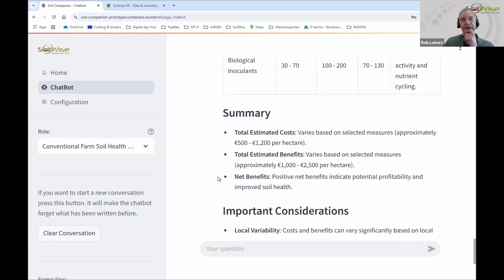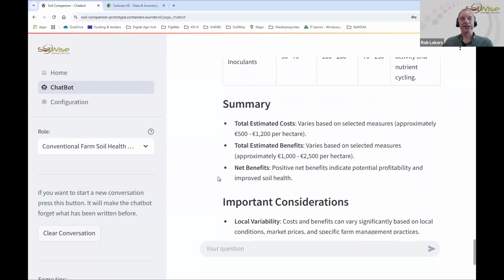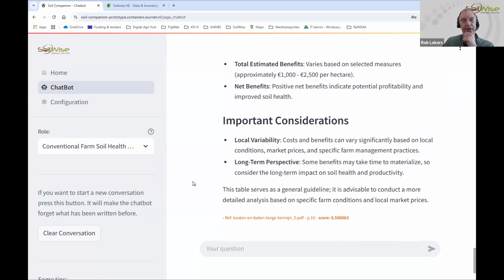And it gives you a summary about what it thinks it would cost you to take some measures and what it would provide you in financial yields. And it's always a bit careful. It says, well, consider that the local variability can influence this whole thing, and that some measures might take time before you get your benefits. And it also says it's advisable to do more detailed analysis based on specific farm conditions and local market prices.